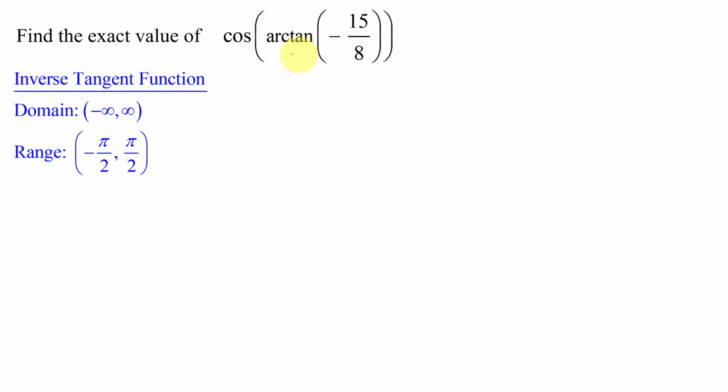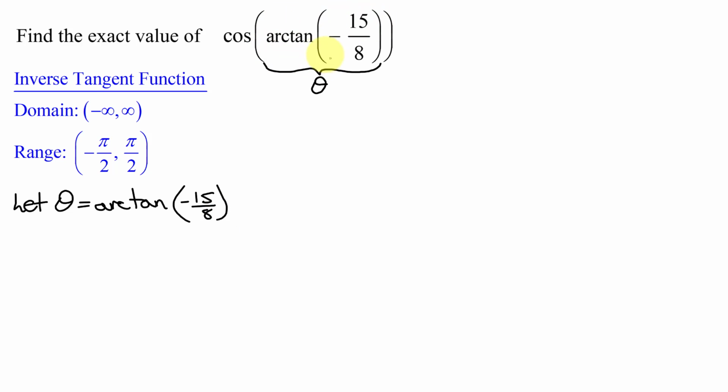Right now, this problem looks fairly complicated, but what I'm going to do is write it in a simpler form. I'm going to let theta equal the arctangent of -15/8. So if this is theta, my problem just becomes find the cosine of theta.